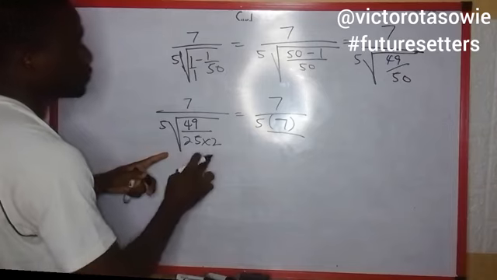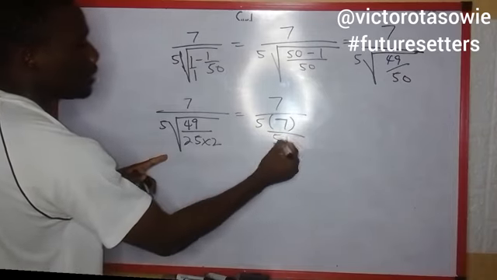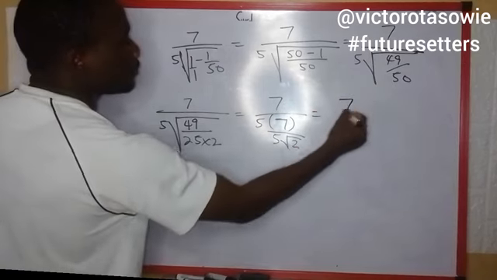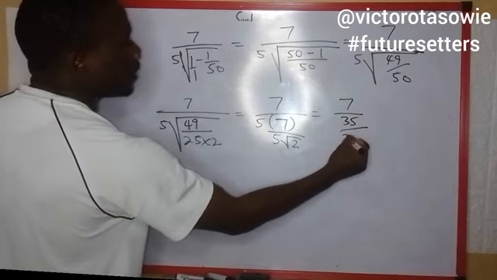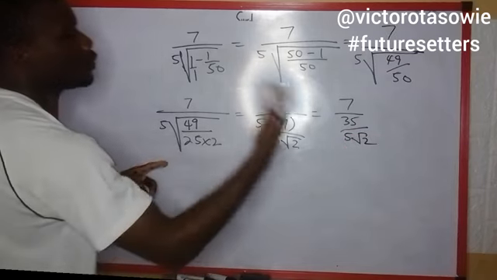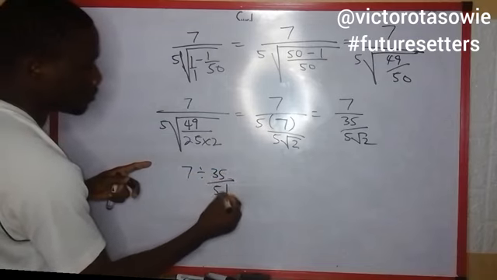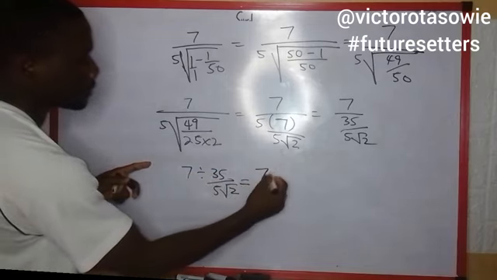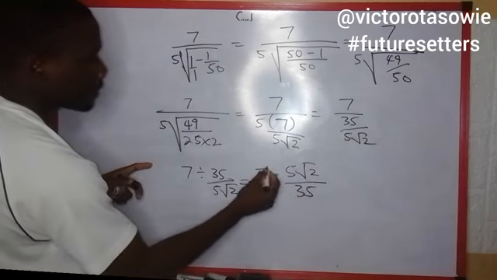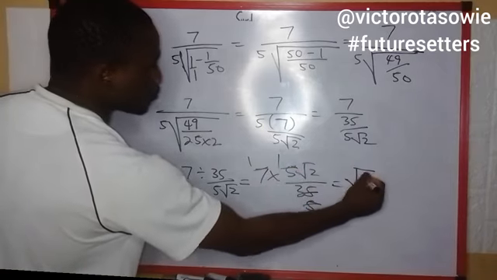Now the next part, what's the square root of 25? 5. What's left there? Root 2. So we have root 2 left. Now, if we now have this, it's going to give us 7 over 35 over 5 root 2. This is 7 divided by 35 over 5 root 2. Division now becomes multiplication. 7 times 5 root 2 over what? 35. 7 here 1, 7 here 5. 5 here 1, 5 here 1. So our answer is root 2.